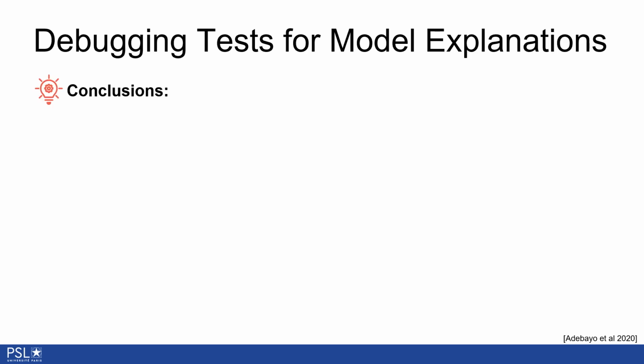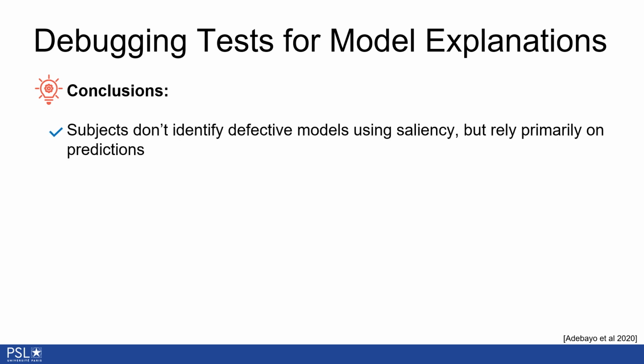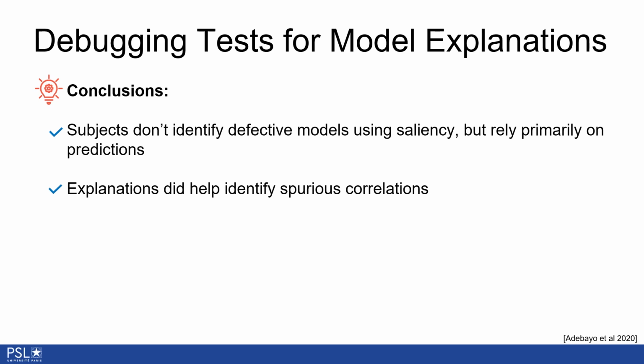So altogether, the conclusions of this study are that subjects did not seem to identify defective models using saliency maps, but relied primarily on their own predictions for the output. Explanations did help identify spurious correlations, but this was the only case. These observations point out, in particular, some possible limitations in the design of the human study.